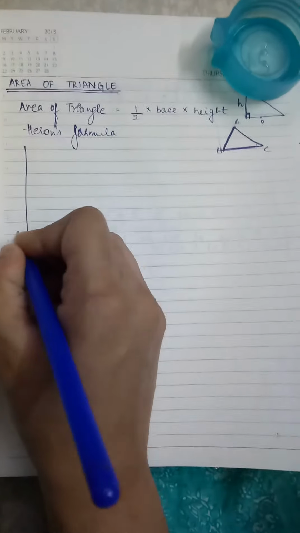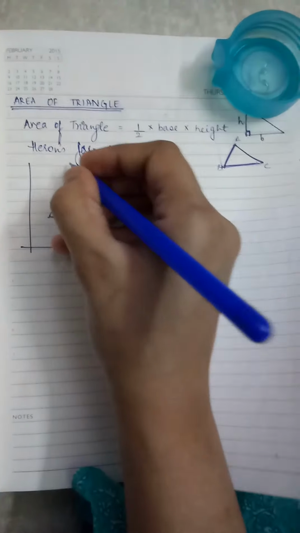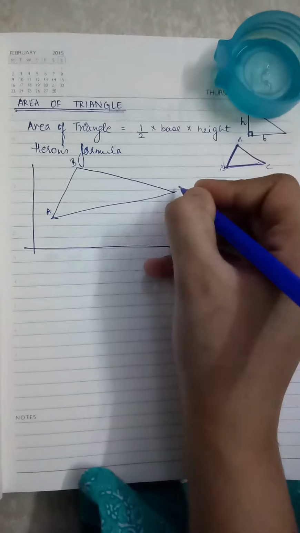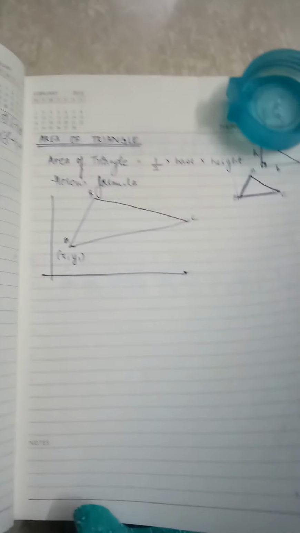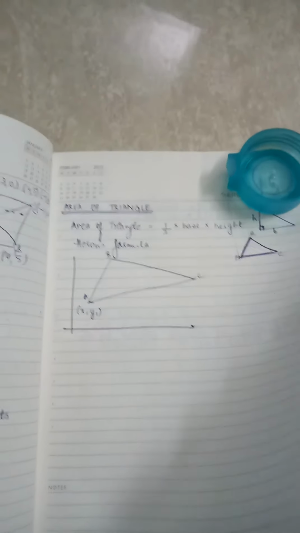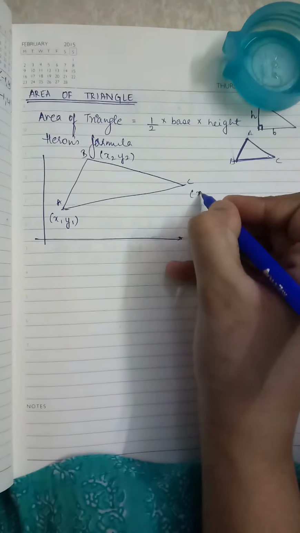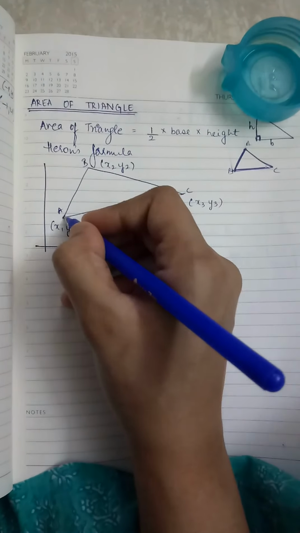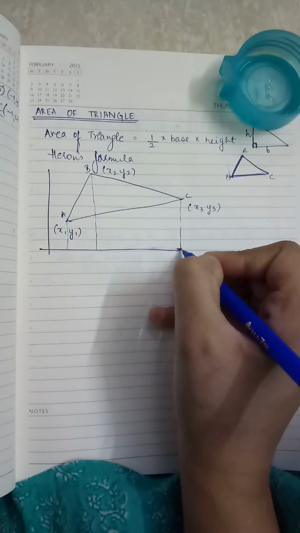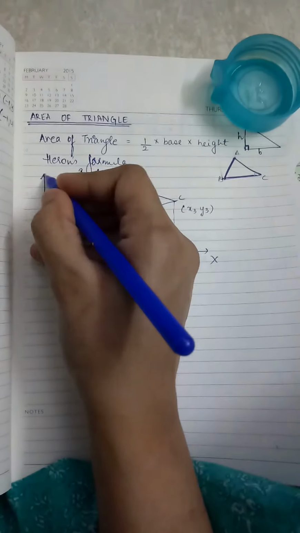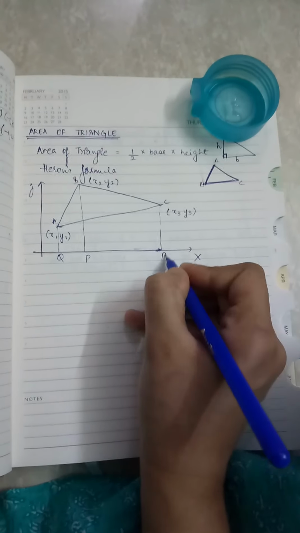See, these are the coordinates of triangle ABC, A, B and C. So this is coordinate x1, y1. This is x2, y2, and this becomes x3, y3. What I'll do is I'll drop a perpendicular from these points, extend x and y. Label them as Q, P, R.